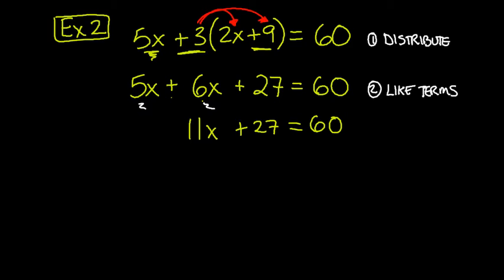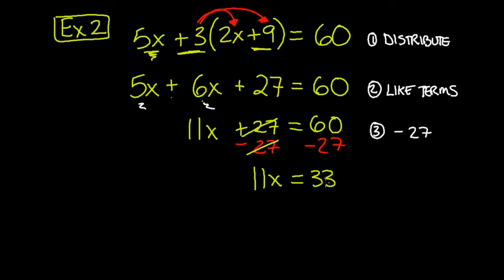And now we can solve like a regular two-step equation. We're going to minus 27 on each side. So minus 27, minus 27. 27's cancel each other out because that's the whole point. So you get 11x equals 33. And then our final step, divide by 11 on both sides.